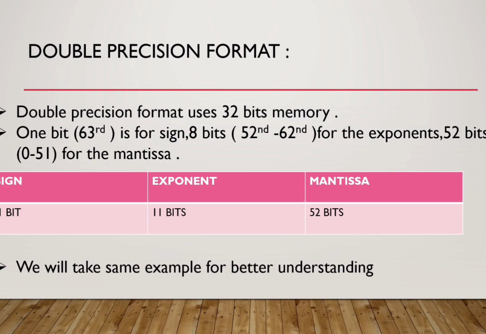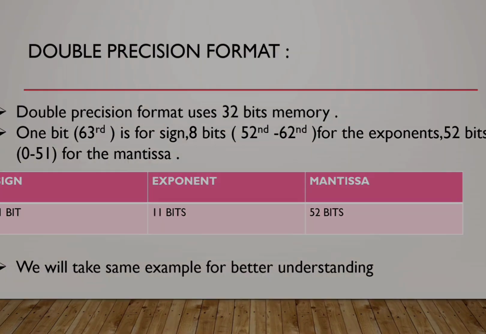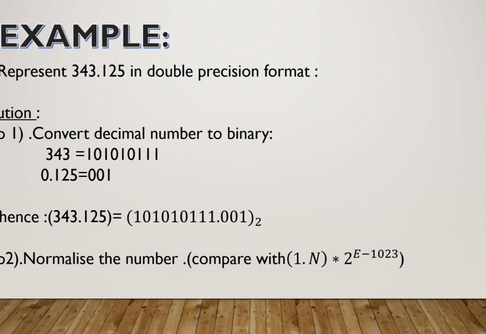We will take the same example for better understanding. Now we will understand how to convert a decimal into double precision format. By taking a simple example, we are taking the same example which we understood for the single precision format. So let's take the same example, 343.125. We have to convert it into double precision format.